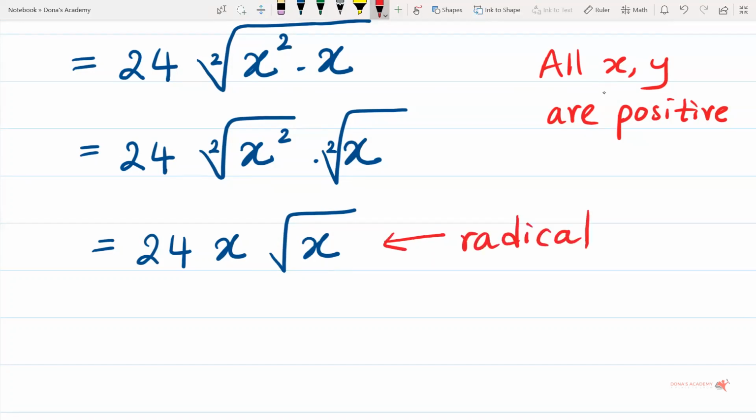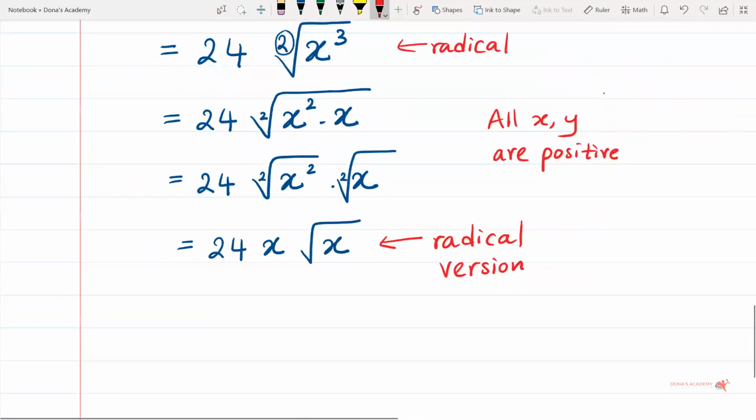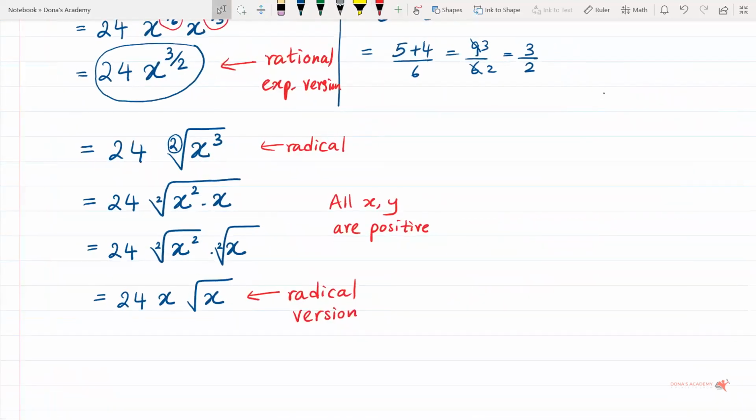Did you see the difference? Even though it is simplified with respect to the rational exponent version, it is not simplified with respect to the radical version, so they are not the same, even though you have that relationship. Alright, so if your teacher was asking you to simplify, convert that to radicals and simplify it, then you have to, and then this is the final answer. Alright, okay.